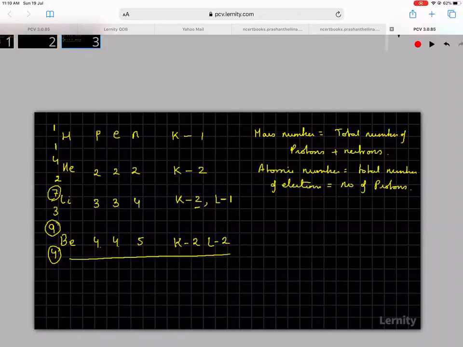I will write down the elements. I want you to write this. Next one is boron. Boron has an atomic number of 5 and a mass number of 11.